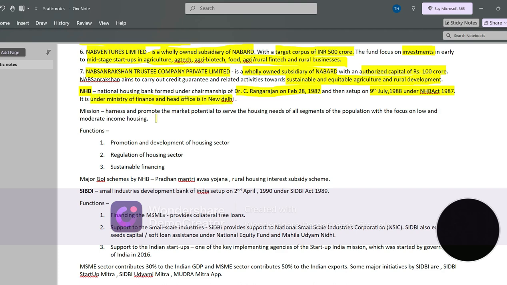Its mission is to harness and promote market potential to serve the housing needs of all segments of population with focus on low and moderate income housing. Its basic functions are promoting and developing the housing sector, regulation of the housing sector, and also sustainable financing of the housing sector. The major Government of India schemes handled by the NHB are Pradhan Mantri Awas Yojana and Rural Housing Interest Subsidy Scheme.